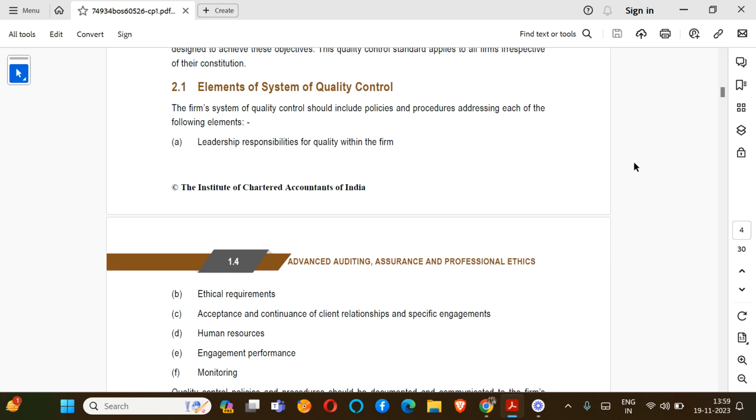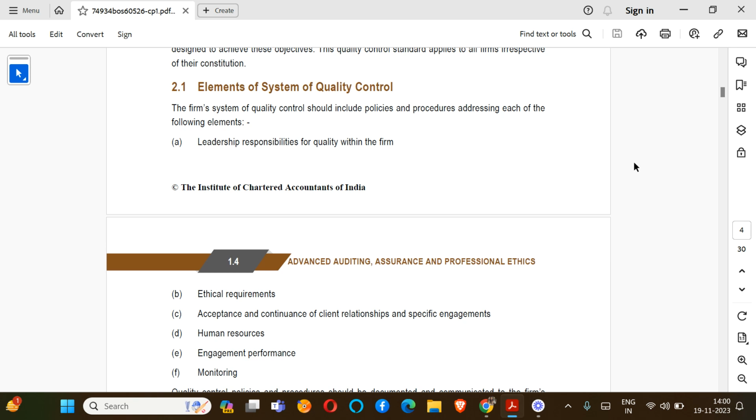We studied the fundamental principles of professional ethics: objectivity, integrity, professional competence, and due care. We also studied confidentiality, then professional behavior. Why is it important for a CA to be high in integrity, to be high in objectivity, to exercise independence? We all studied that. And then we also studied the acceptance and continuance of client relationships and specific engagements.